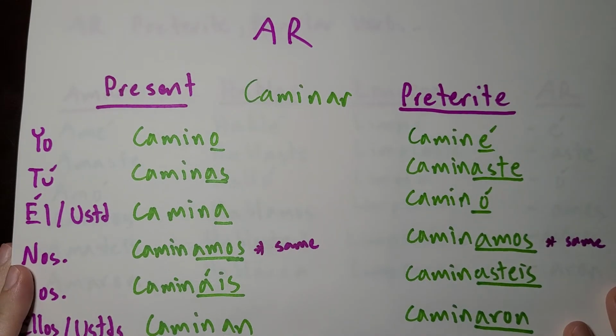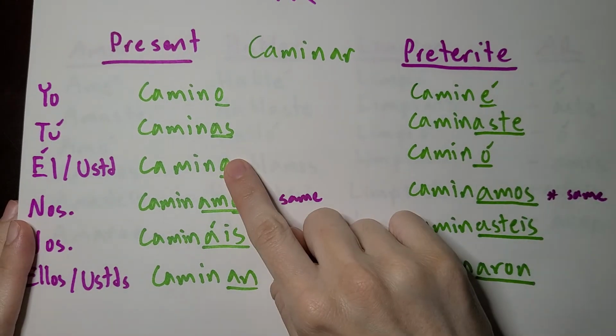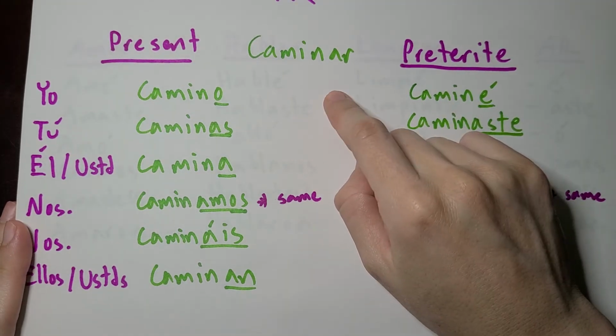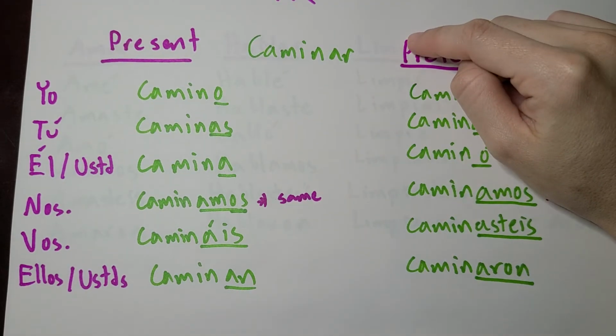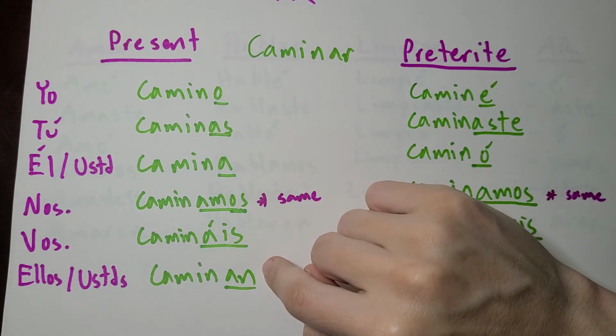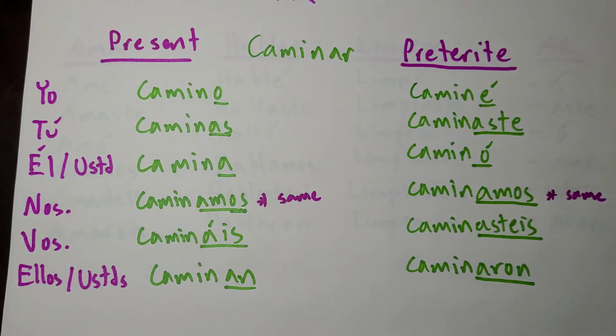So for AR verbs, I have the present tense over here, the preterite tense over here, and we're going to start with caminar, a regular verb. Also, just in case, disclaimer, we are talking about regular verbs today. Regular verbs follow the rules. Irregular verbs, I will do a separate video on common preterite irregular verbs. Today we're talking about regular verbs. Most of the verbs will follow these rules, okay?